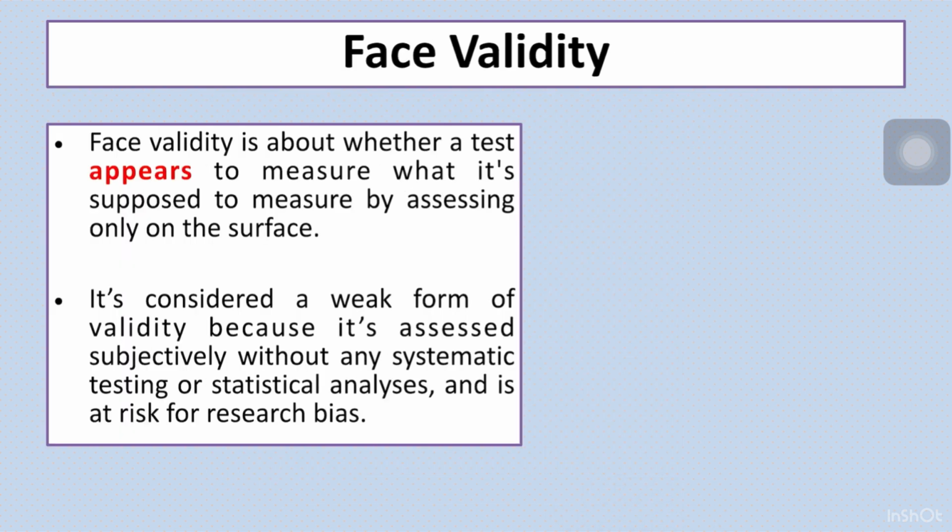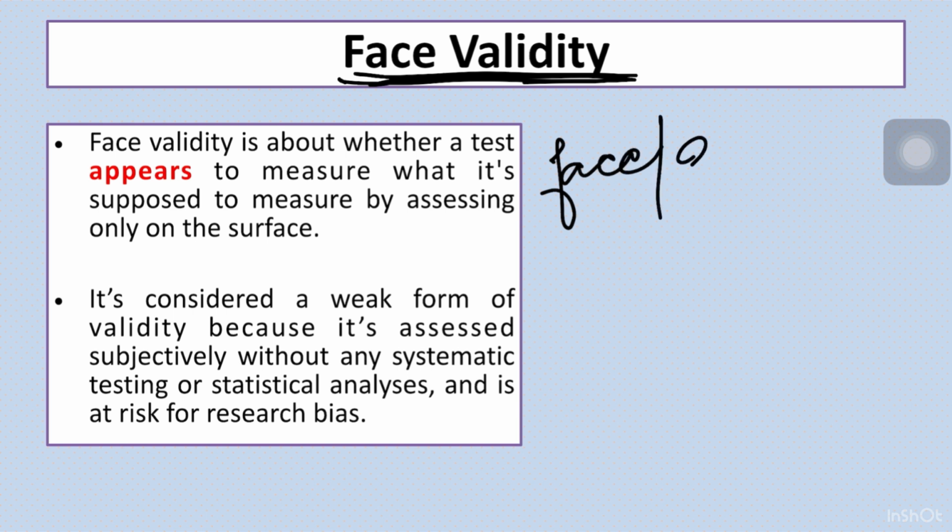Now the first type of validity is face validity. This is the weakest and the simplest form of validity. What it does is that it looks at the face or appearance to measure the validity. Okay, let's take an example.